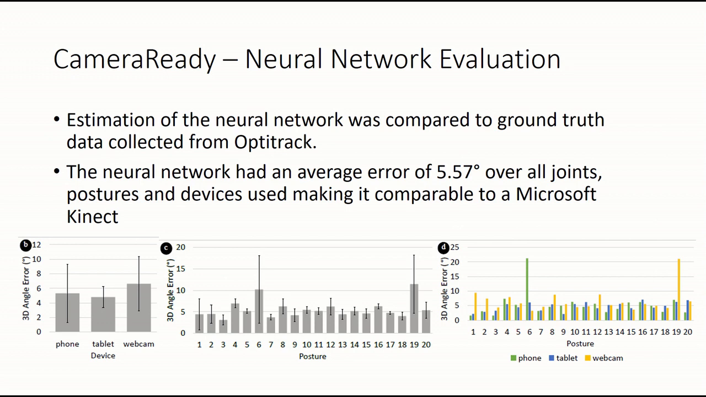The plots below show the 3D angle error per device, posture, and device and posture combined. Overall, the neural network had an average error of 5.57 degrees over all joints, postures, and devices, making it comparable to a Microsoft Kinect.